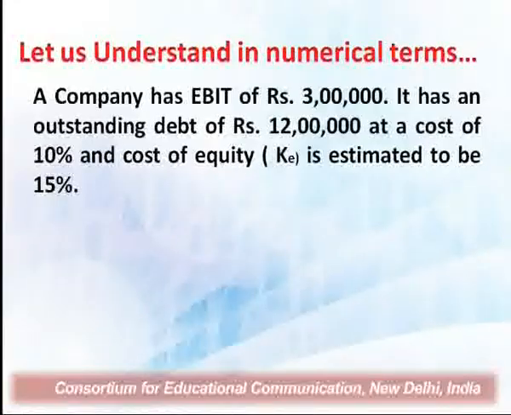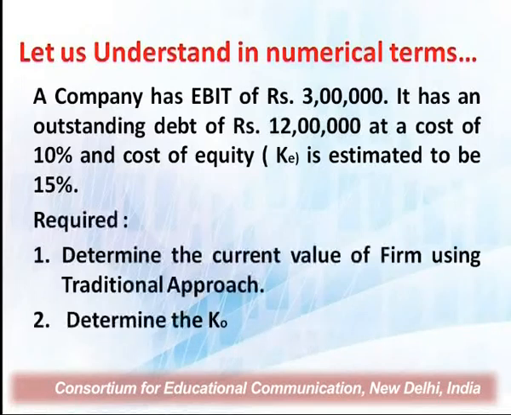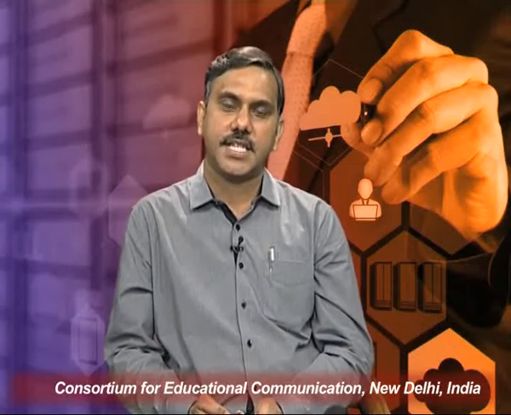Now let us understand this traditional approach by a numerical question. Suppose a company has an EBIT of rupees 3 lakh, an outstanding debt of rupees 12 lakh, and the cost of debt is 10%. Cost of equity is estimated to be 15%. So the question is giving you EBIT, amount of debentures and their cost, and cost of equity. What is required from us is to determine the current value of the firm using the traditional approach, and eventually calculate the overall cost of capital, that is KO or WACC, weighted average cost of capital.